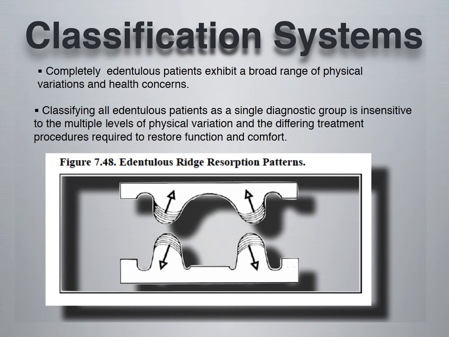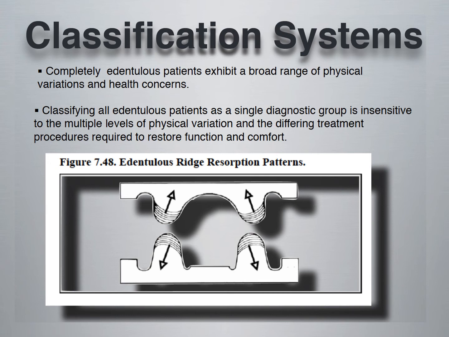Okay, so completely edentulous patients exhibit a broad range of physical variation and health concerns. Classifying all these types of edentulous patients as a single diagnostic group is insensitive to the multiple levels of physical variation and the different treatment procedures that are required to restore function and comfort.